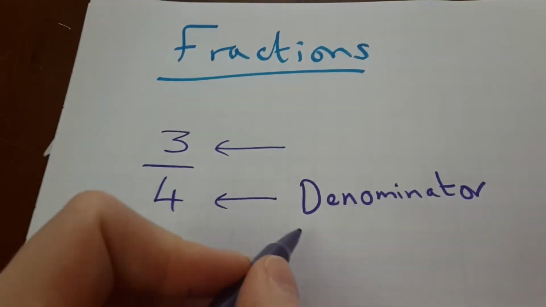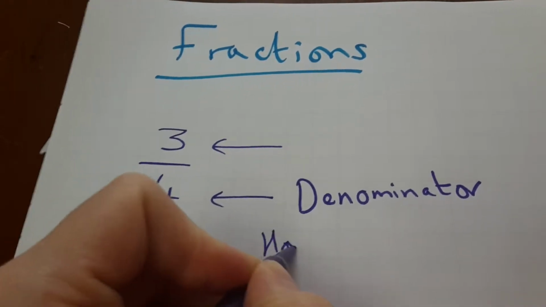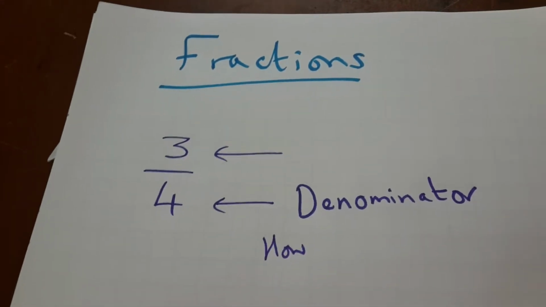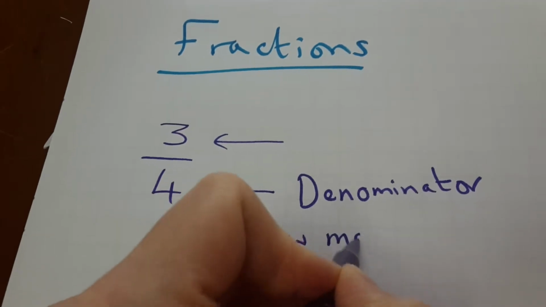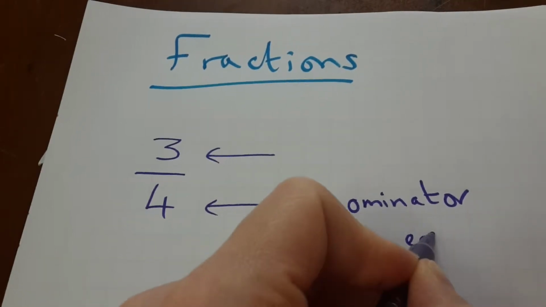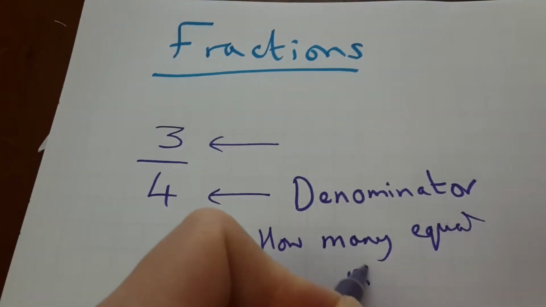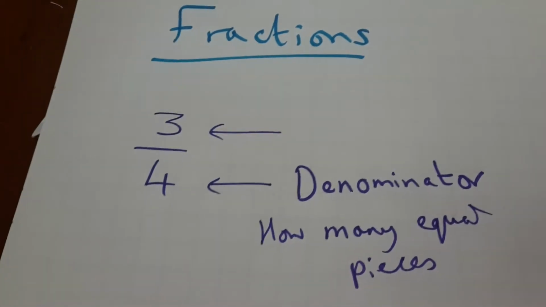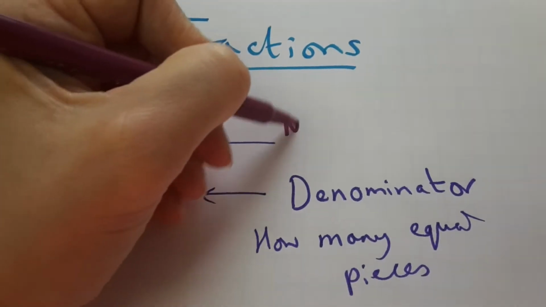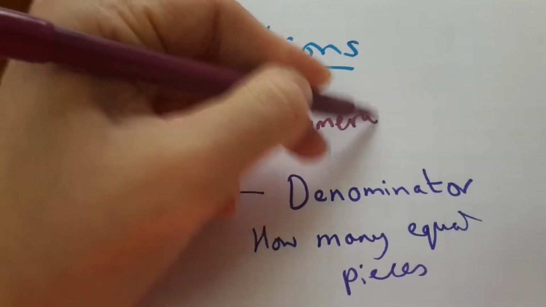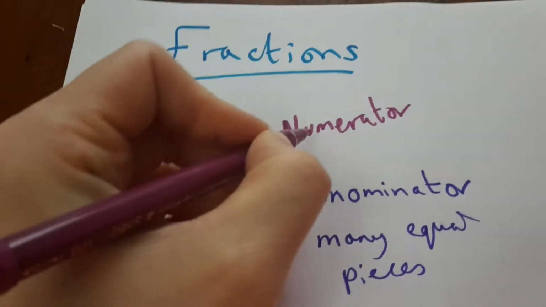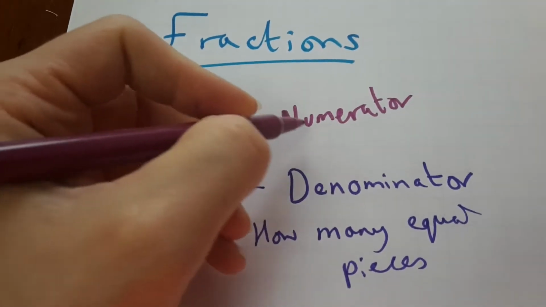Now the denominator tells you how many equal pieces you have to cut your item into. Then you have your numerator, which is your number on top, and that tells you how many equal pieces you keep.